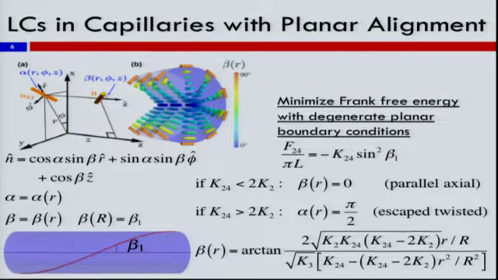But if you do the calculation, you find out that when K24 is less than 2 times K2, you get the parallel axial configuration. But when K24 is greater than 2K2, you get the escaped twisted configuration. And you can even write down how beta depends on r, starting at 0 and going to some maximum beta 1 as you go out in r. And notice that r scales with large R, the radius of the capillary. So really, the size of the capillary is not as important as you might think it would be.